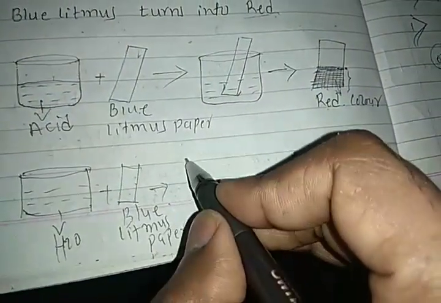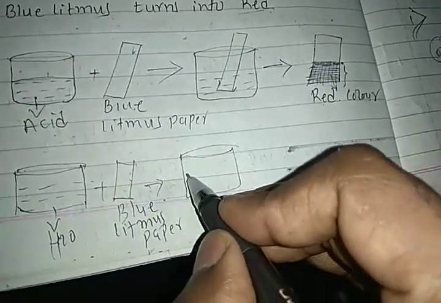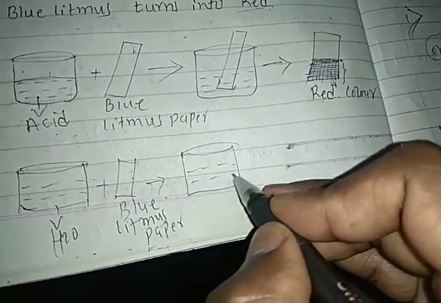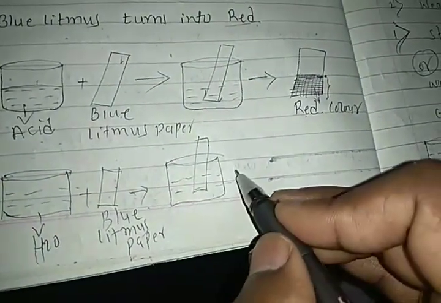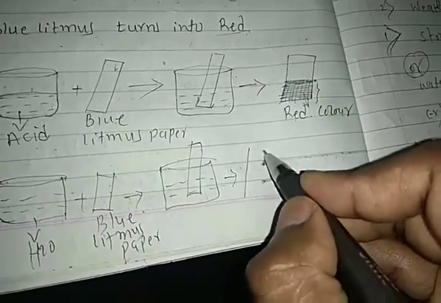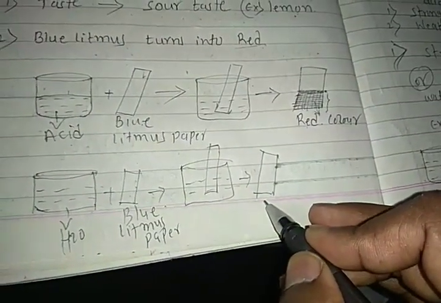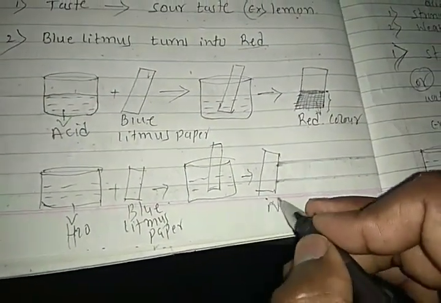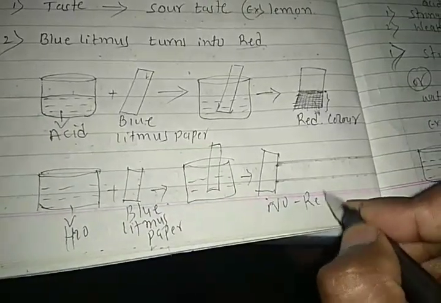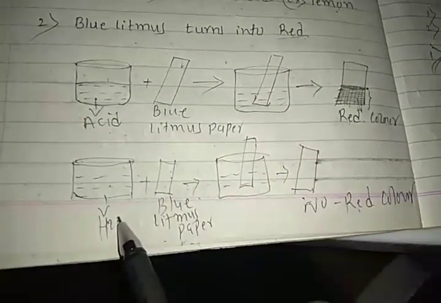After dipping the blue litmus paper in this solution, you may remove it. There is no change, no red color appears here. So it means the water is not acid, right?